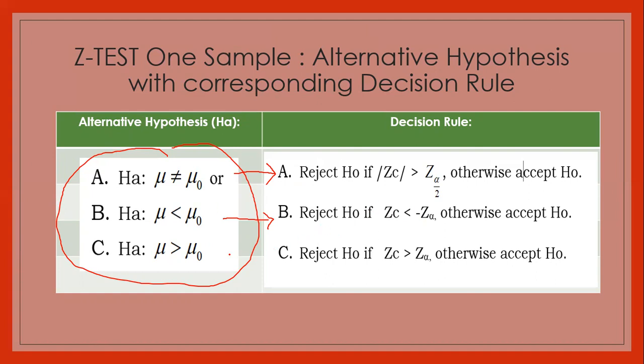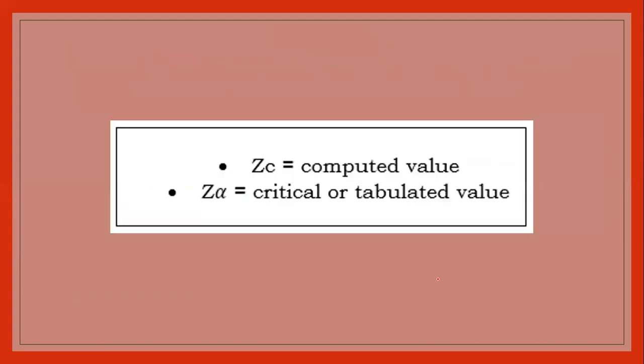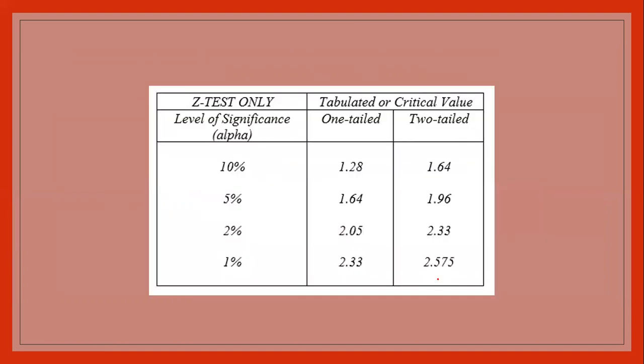Okay? If your alternative is negative, less than. Okay. And then thirdly, if your alternative is greater than, again, we copy this as your decision rule. So reject H0 if Z sub C is greater than Z alpha, otherwise accept H0. Okay, so yung Z sub C is your computed value, your Z alpha is your critical or tabulated value. So again, for the critical or tabulated value, this is already provided. So titingin na lang tayo dito.